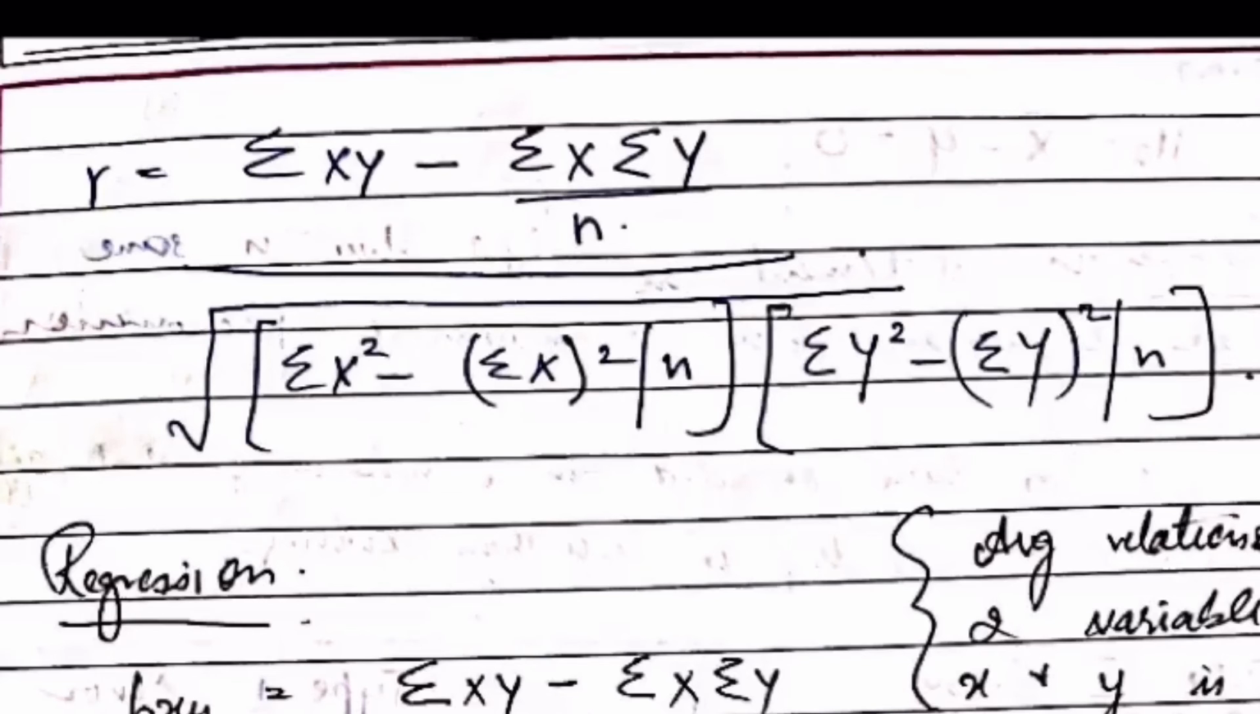And the coefficient of correlation, that is small r, measures the degree of association between two values of related variables. If r takes a positive value, then it is said to be positively correlated, and if it takes a negative value, it is said to be negatively correlated.